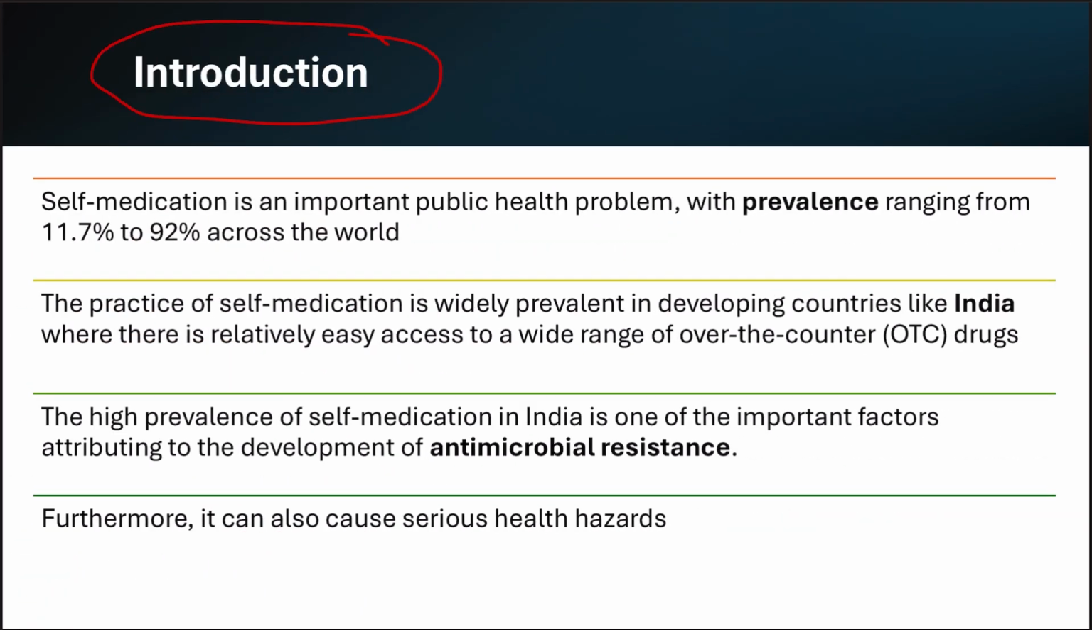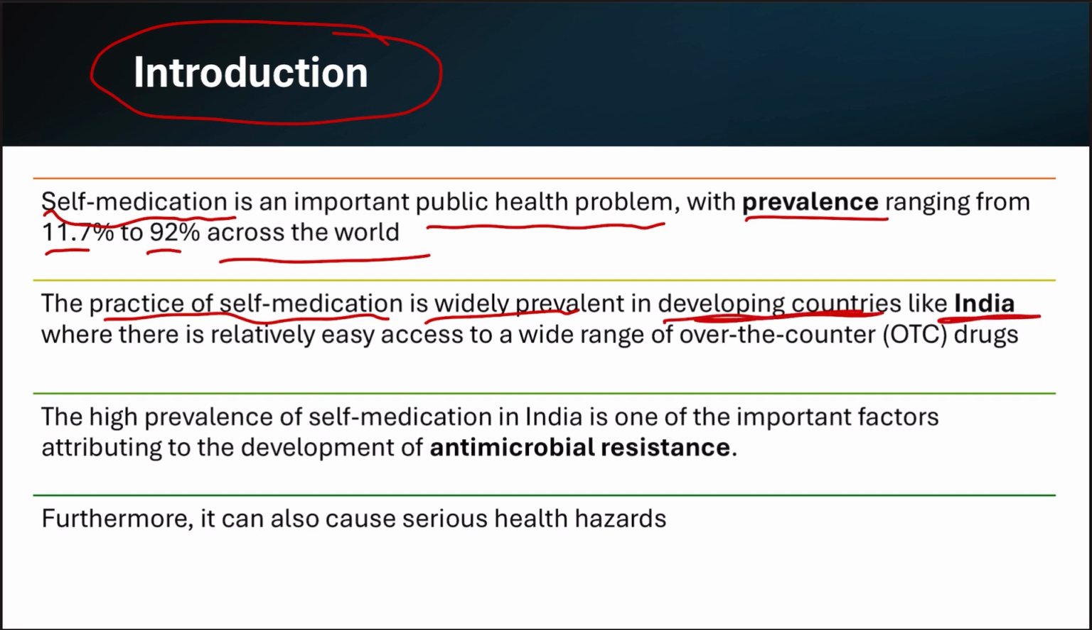Now coming to the introduction. Self-medication is an important public health problem, with a prevalence ranging from 11.7% to 92% across the world. The prevalence varies from country to country, and in developing countries like India, we usually have a greater prevalence of self-medication. This is because of relatively easy access to a wide range of over-the-counter drugs. Sometimes some of the pharmacies even provide prescription-only drugs without the doctor's prescription.